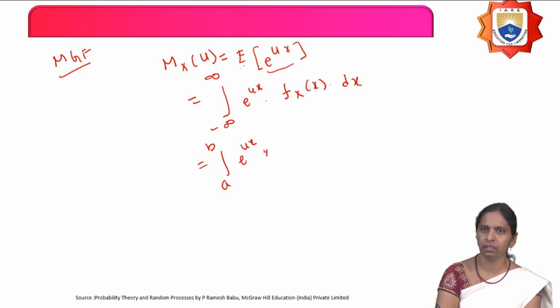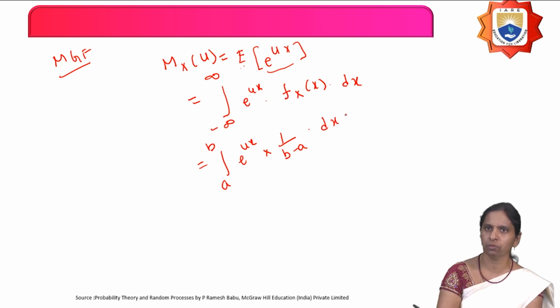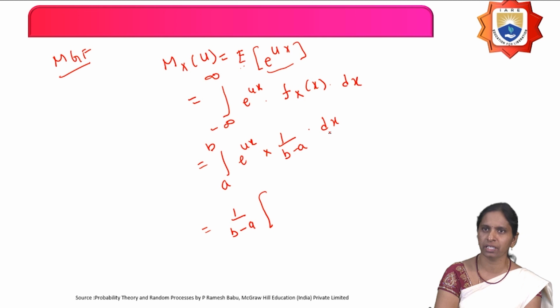So what is the probability density function of that uniform random variable? 1 by b minus a, into dx. It equals to 1 by b minus a into, and what is the integration of e power ux with respect to x? That has been given by e power ux by u, and the limits are from a to b.